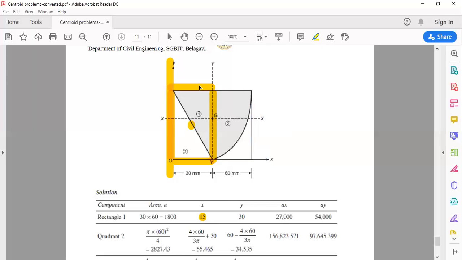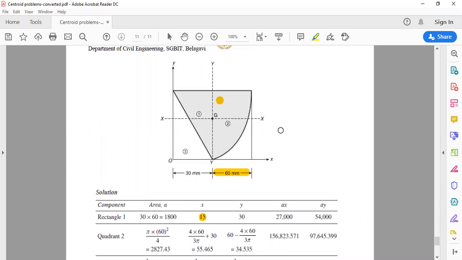The second diagram is a quadrant of a circle. So we can see that there is a quadrant of a circle here, whose centroid lies somewhere here. So the area of a quadrant of a circle is pi r square by 4, where r is 60. So we have got 60 by this dimension. So it is pi r square by 4, where r is 60, that is 60 square, pi r square by 4.